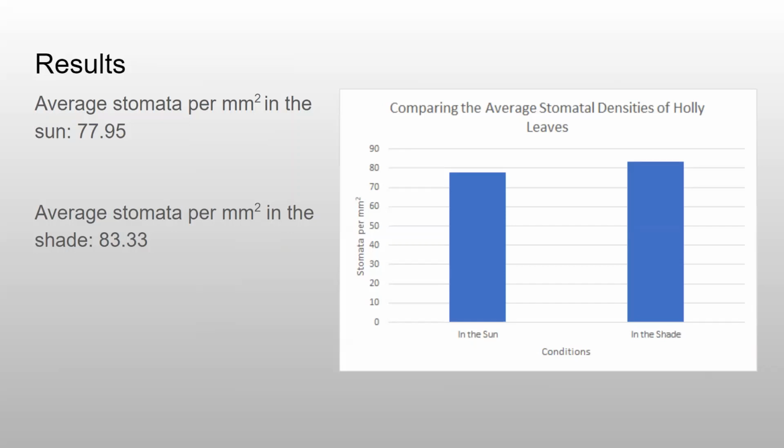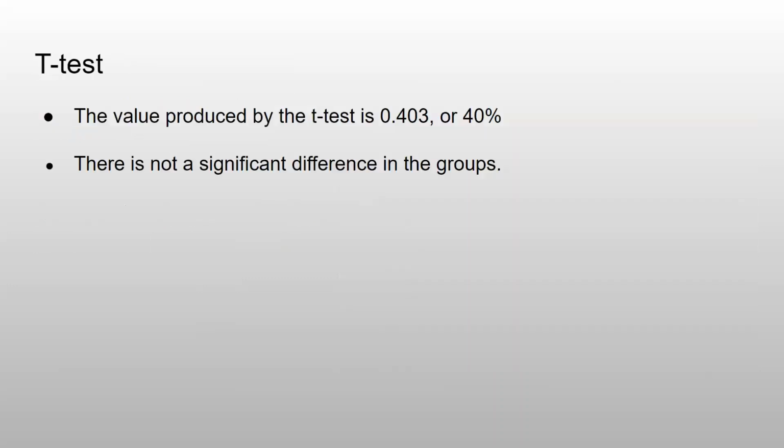The average stomatal density of the plants in the sun was 77.95 per millimeter squared, while the average stomatal density of the plants in the shade was higher at a value of 83.33 per millimeter squared. The averages are displayed in the graph, showing that the leaves in the shade have a value that, while slight, is still higher.